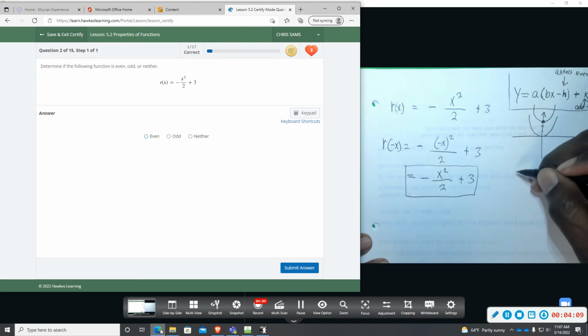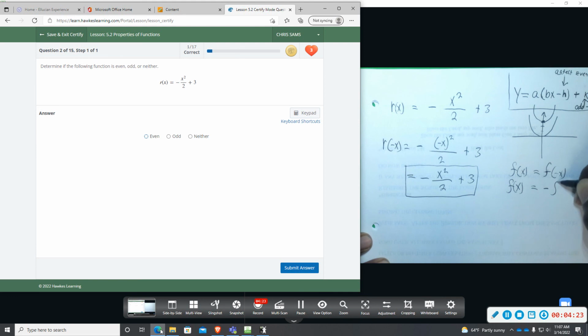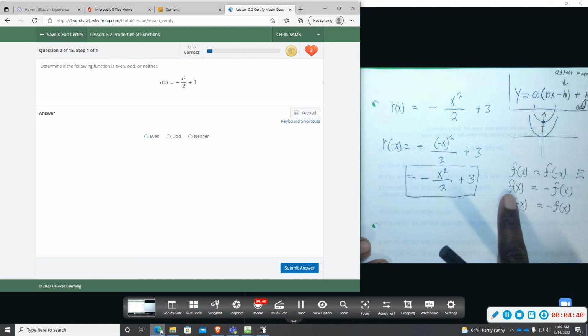So remember all those functions. f of x is equal to f of negative x, and then you have f of x compared to negative f of x, and then you have f of negative x compared to negative f of x. Okay, so right now we've compared these two, found out that it's even. Okay, now I'm going to do this one.